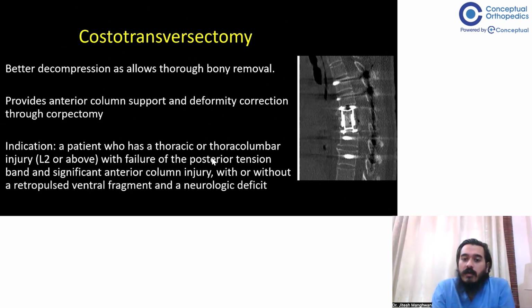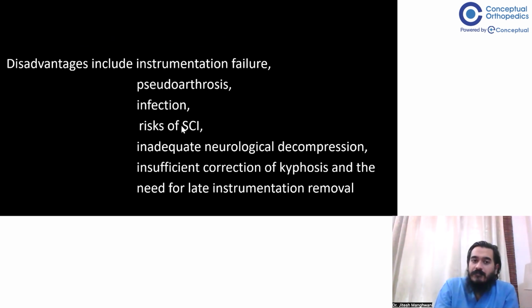Indication: a patient who has a thoracic or thoracolumbar injury, L2 level or above, with a failure of the posterior tension band and a significant anterior column injury with or without a retropulsed ventral fragment and deficit. Again, I'm repeating the indications: fractures at the thoracic or thoracolumbar junction, L2 and above, when there is a failure of the posterior tension band with significant anterior column or vertebral body involvement, with or without a retropulsed fragment with deficit, wherein we have to completely remove the vertebral body. In such cases, this particular approach is recommended.